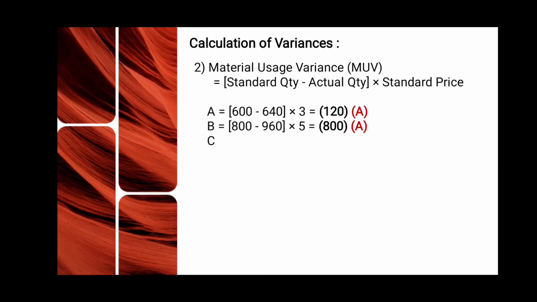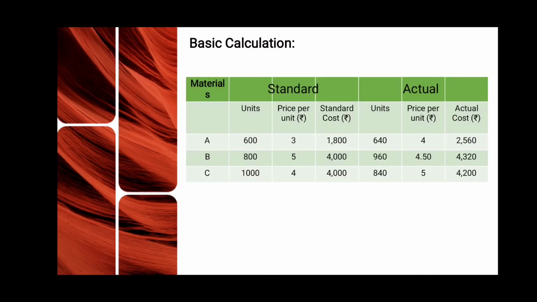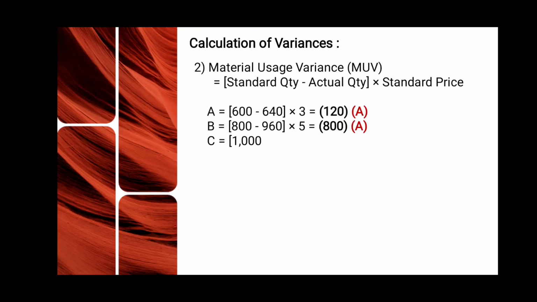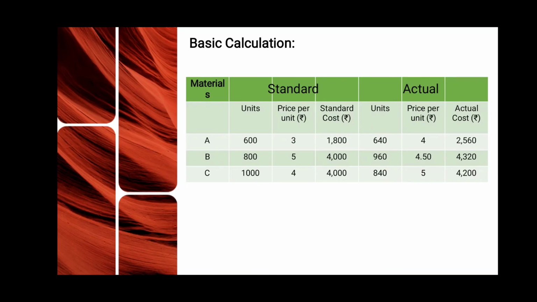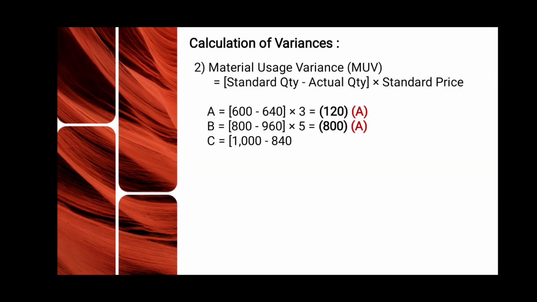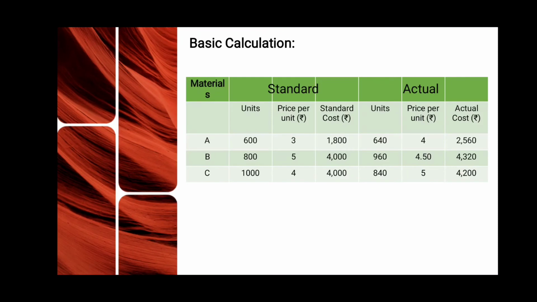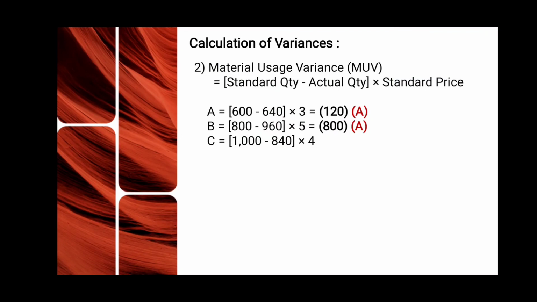For material C, which is equal to standard quantity, so standard quantity is 1000 minus actual quantity, which is 840, into standard price. So standard price per unit is 4, which will be equal to rupees 640. So we'll mark it as F, that is favorable. So the total amount will be rupees 280, that is negative. So we'll mark it as A.